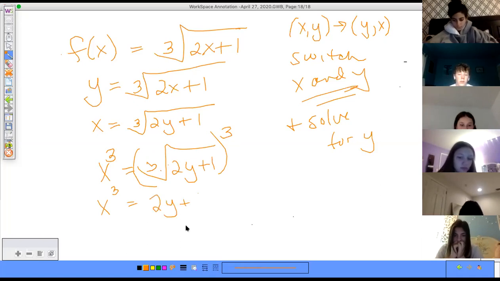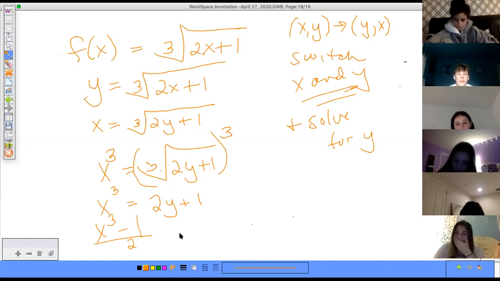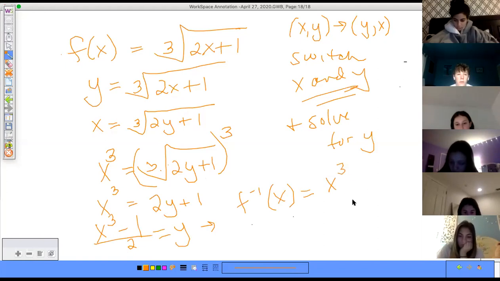Very good. Okay. So now, because the cube root of something cubed, that's the whole point. An inverse undoes the other thing. So now the next step, Lucas, is to do what? You subtract the 1. And then finally, everybody, we divide by 2. That's going to be equal to y, which means that this represents the inverse. So the inverse function is x cubed minus 1 over 2.